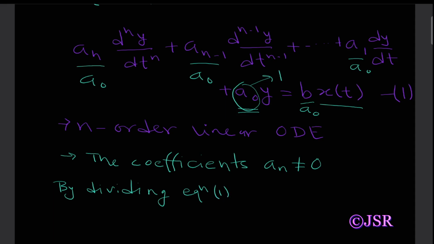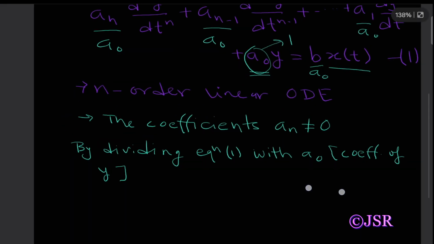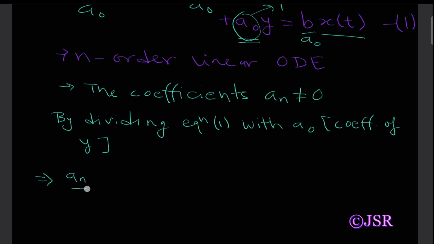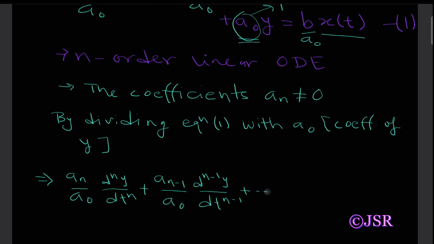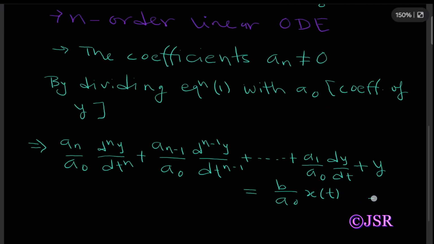So by dividing equation 1 by a naught, which is the coefficient of y, finally we will get a n by a naught d n y by dt n plus a n minus 1 upon a naught d n minus 1 y dt n minus 1 plus and so on, and here we will get a1 by a naught dy by dt plus y equal to b upon a naught x of t. So this is equation number 2.